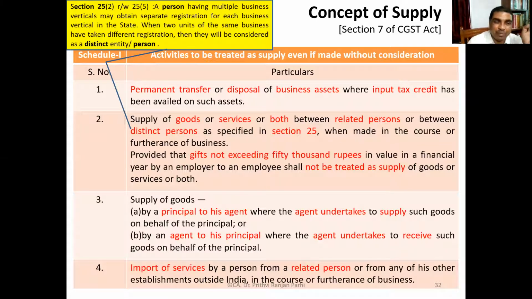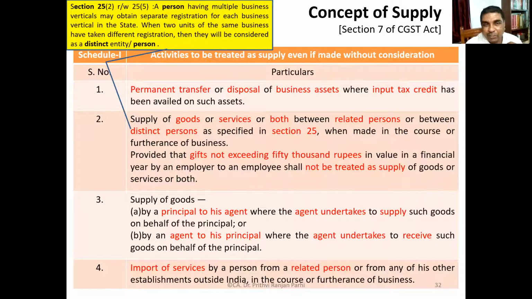So our second point here talks about supply of goods and services both between related persons or between distinct persons, as specified in section 25, when made in the course or furtherance of business. So if there is some supply of goods and services, or some transfer of goods and services without any consideration, but the parties involved are distinct persons or related persons, still these things will be considered as supply, even if consideration is not there.